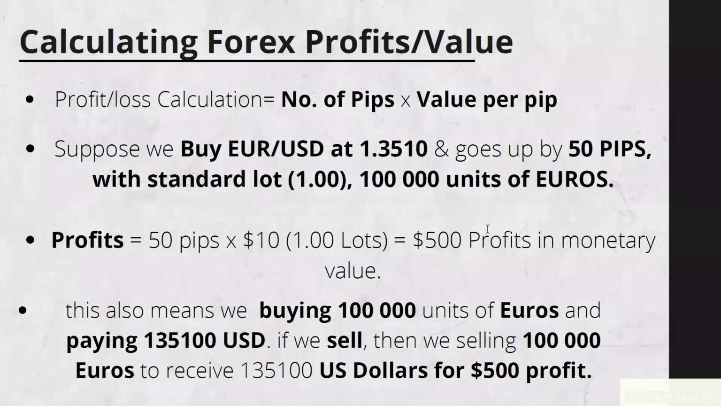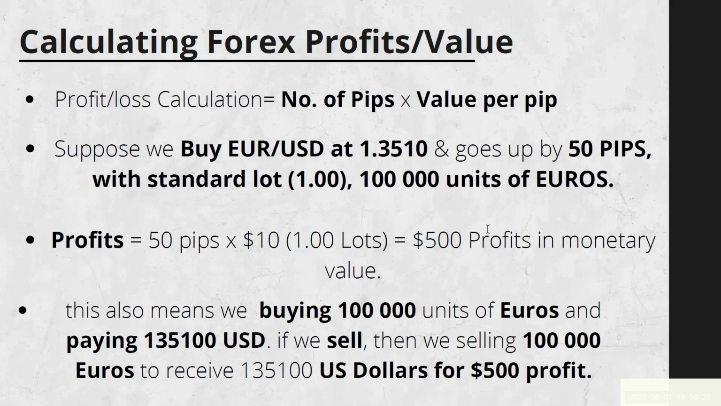So moving forward now, here is the formula. How do you know how much you would have made? You first determine which lot sizing you are going to use, and then if you make a profit or a loss, you calculate the number of pips that you would have made and multiply by the value of a pip, which will come from the lot sizing that you would have used.